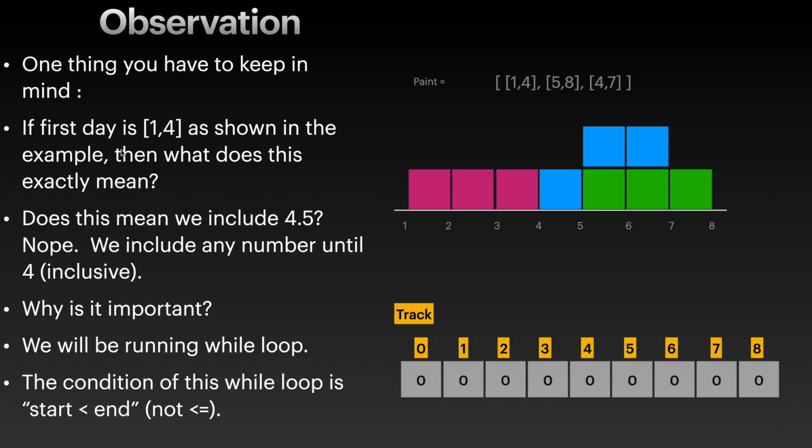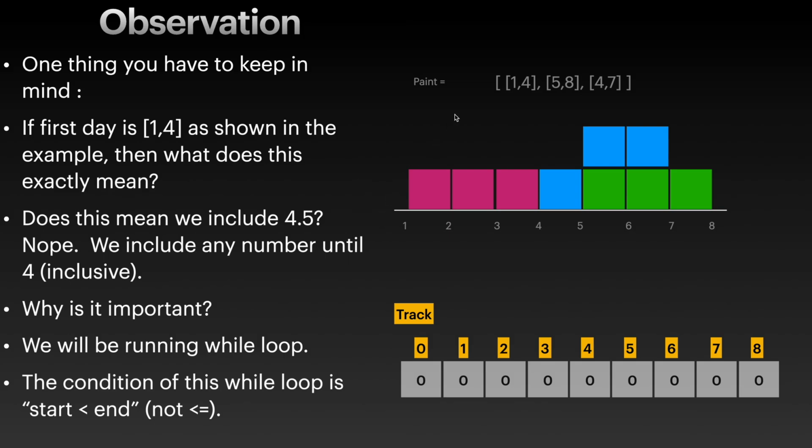Okay, another thing I want to mention is that if the first day is 1,4, then what does this exactly mean? Does that mean we can include 4.5? No. We can only include numbers from 1, 1.1, 1.2, like 3.7, all the way to exactly 4, right? We cannot include 4.05 because that's not valid. So why is that important?